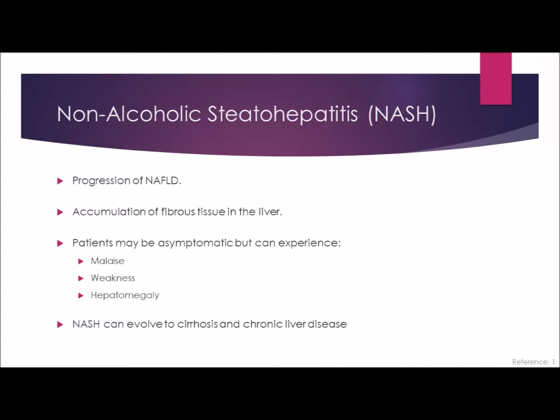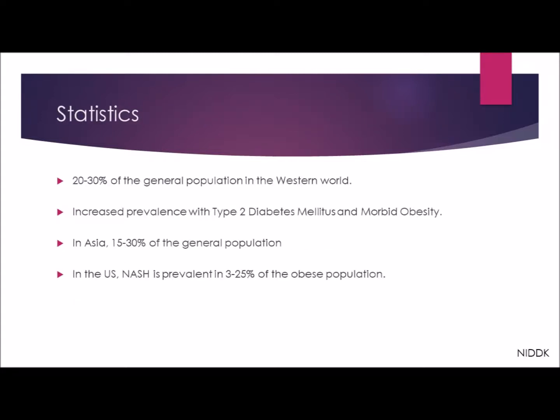Non-alcoholic fatty liver disease affects somewhere between 20 to 30% of the general population in the Western world. There is a very strong associated increase in the prevalence of NAFLD in patients with type 2 diabetes mellitus and those who are morbidly obese. This increase in the prevalence of NAFLD is correlated with the increased prevalence of both obesity and type 2 diabetes mellitus. In Asia, NAFLD affects 15 to 30% of the general population, although in patients with metabolic syndrome and diabetes, this statistic jumps to over 50%.